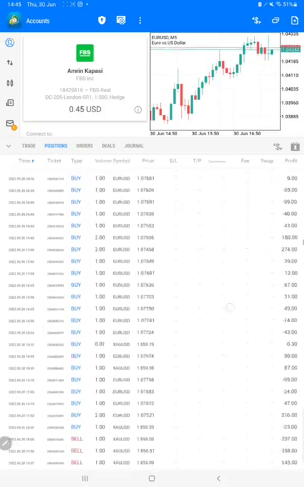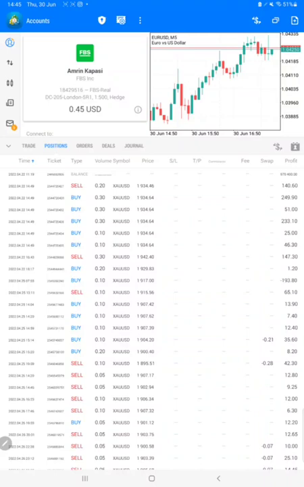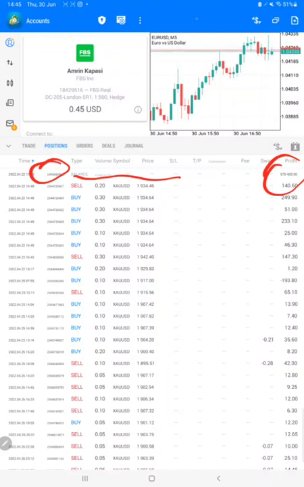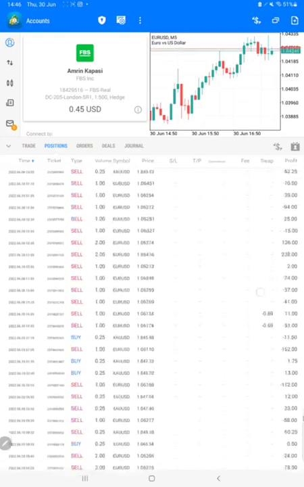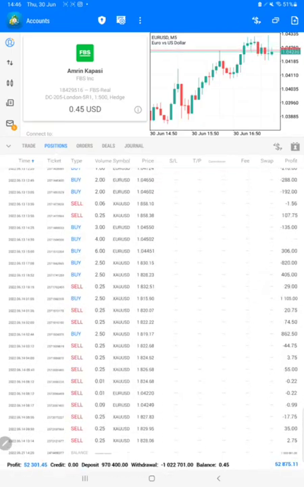First, this account started with $970,400. You can see the order ID. This is the deposit balance, and it started on 22nd April 2022, and on this account we made about $52,000 profit. You see, $52,300 profit we made.